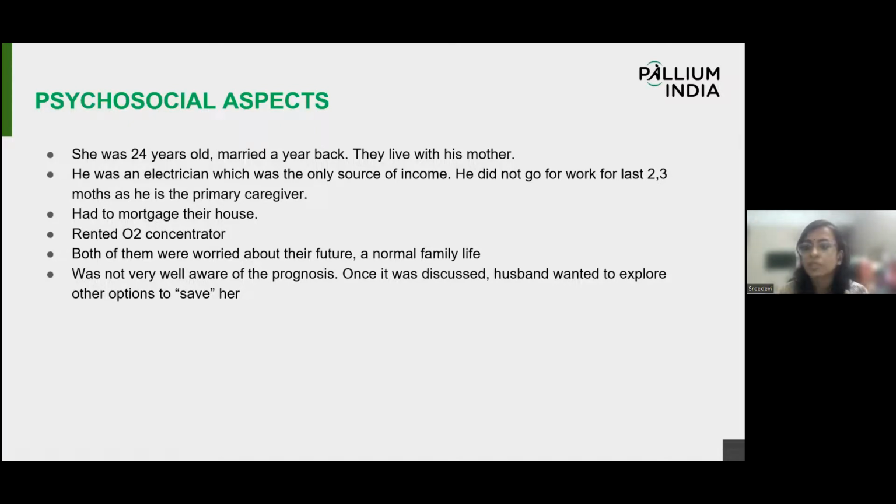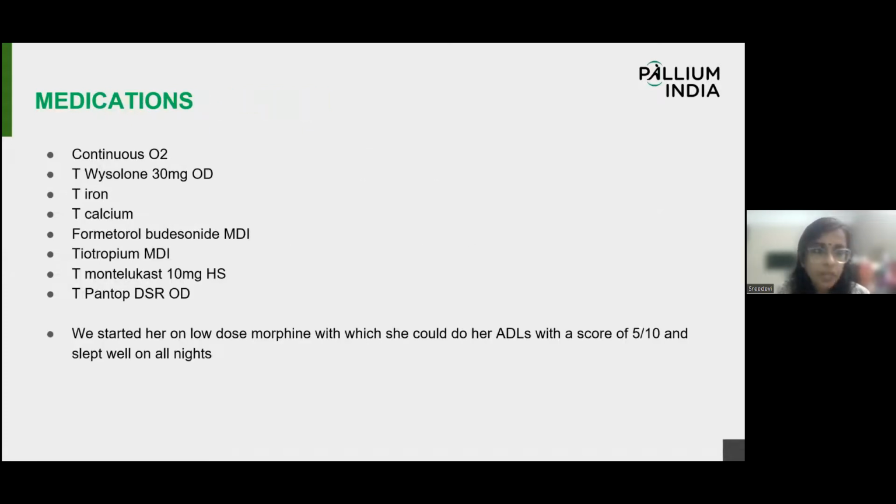That's when he understood that this is progressing, and there may not be any comeback to a so-called normal life that they are expecting. And then he really wanted to explore options to save her life. These were the medications she was on when she came to us: steroid, iron, calcium, metered-dose inhalers, montelukast, and pantoprazole. We started her on low-dose morphine.